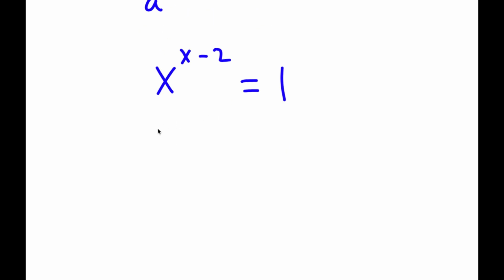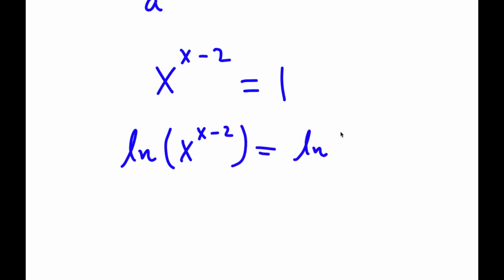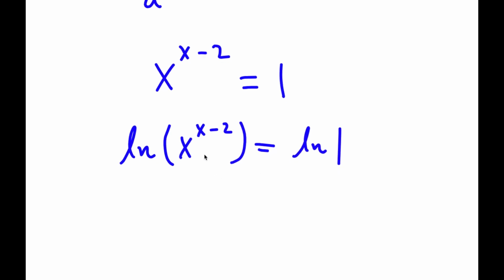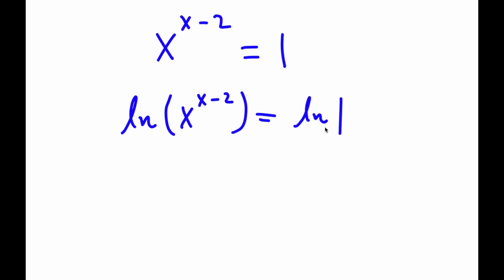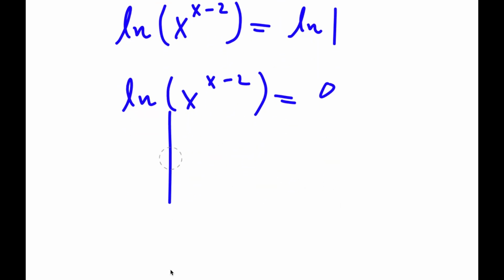Now, if I take the natural log, or ln, on both sides, I have ln x to the power of x minus 2 is equal to ln 1. And if you guys already know ln 1, that's equal to 0. So now I have ln x to the power of x minus 2 is equal to 0.